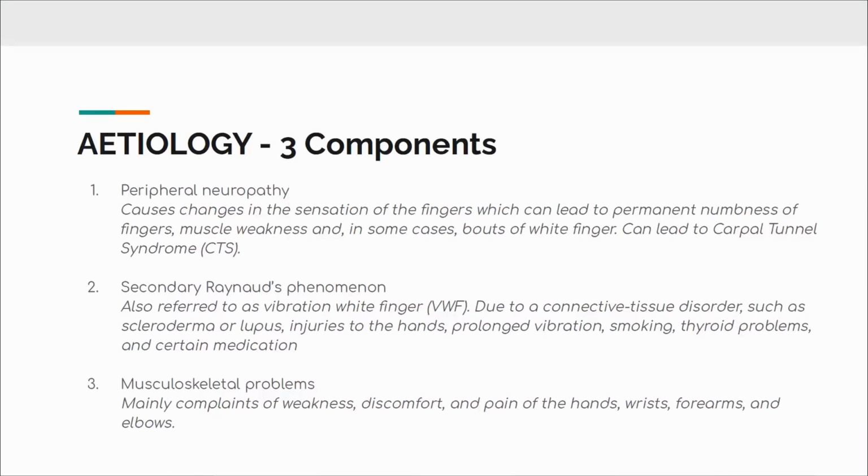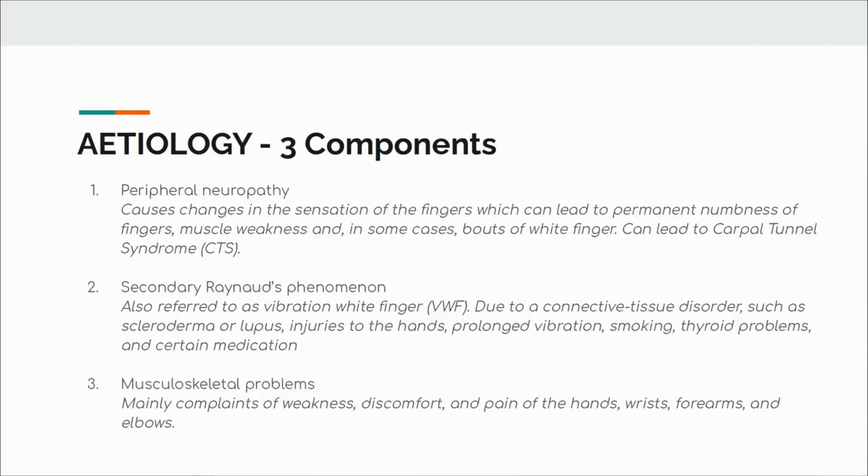The next one is from a vascular point of view, which is called Raynaud phenomenon. This is where the obvious white fingers could be seen. This is called a connective tissue disorder. It is due to injuries of the hand, prolonged vibration, and some other contributing factors such as smoking, your existing medical issues such as thyroid problems, and certain medications, which could further lead to this syndrome.